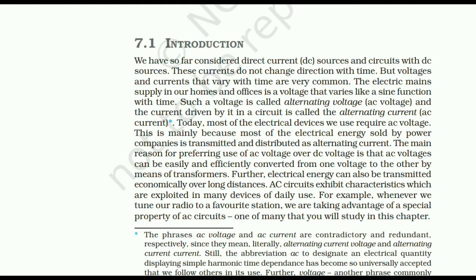This is mainly because most of the electrical energy sold by power companies is transmitted and distributed as alternating current. The main reason for preferring AC voltage over DC voltage is that AC voltages can be easily and efficiently converted from one voltage to another by means of transformers. Further, electrical energy can also be transmitted economically over long distances. AC circuits exhibit characteristics which are exploited in many devices for daily use. For example, whenever we tune our radio to a favorite station, we are taking advantage of a special property of AC circuits, one of many that you will study in this chapter.